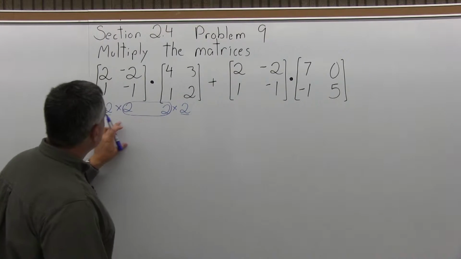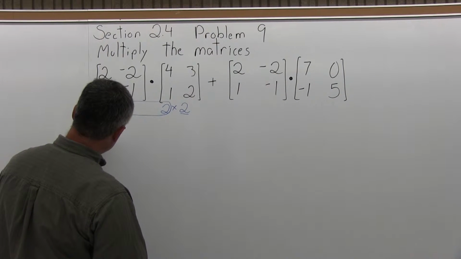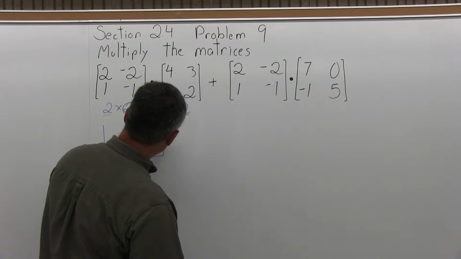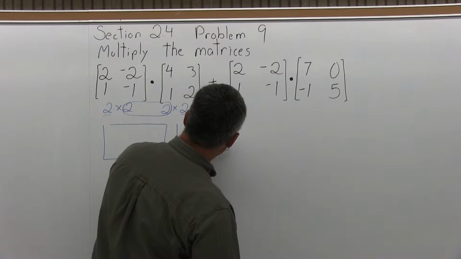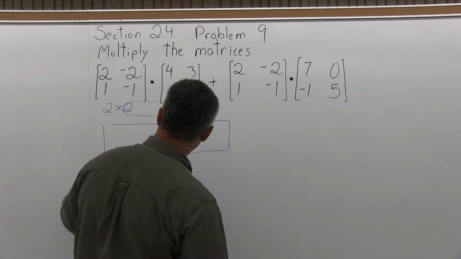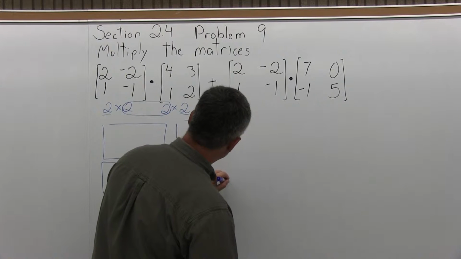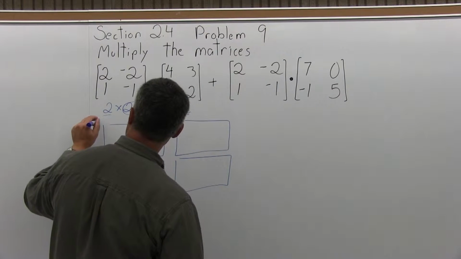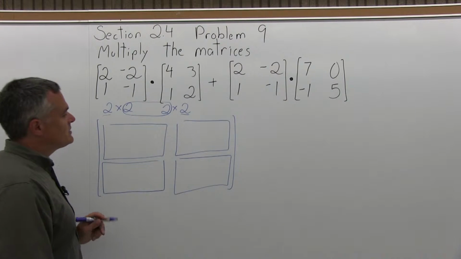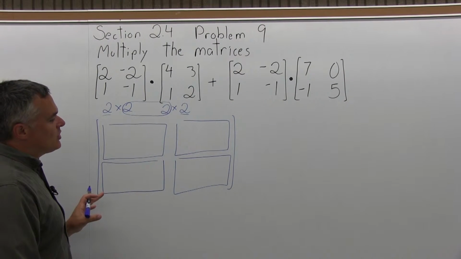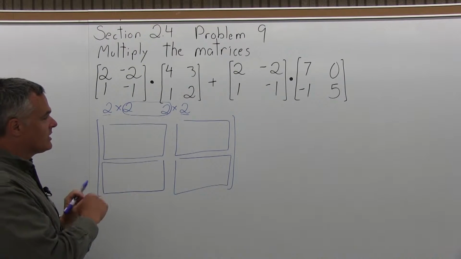So the answer I'm going to get will have 2 rows and 2 columns. So as usual, I'll set up the boxes that I'll do the work in, and then I'll just write the answers after. So the answer will have this format: 2 rows and 2 columns. As I set up my boxes like that, I'll write the work in there.